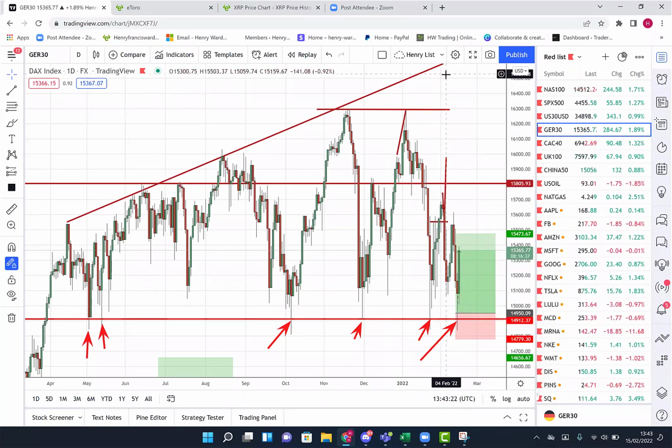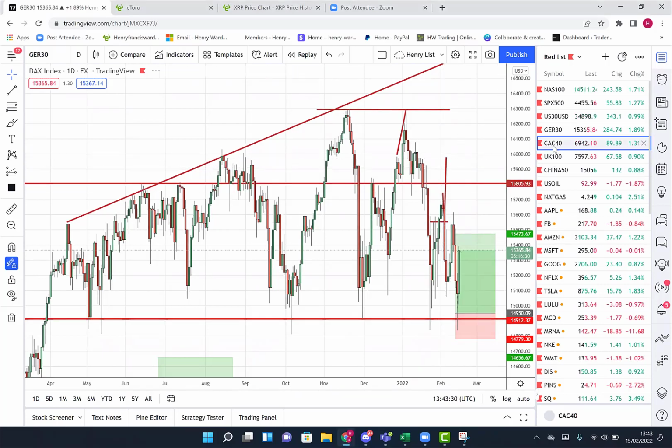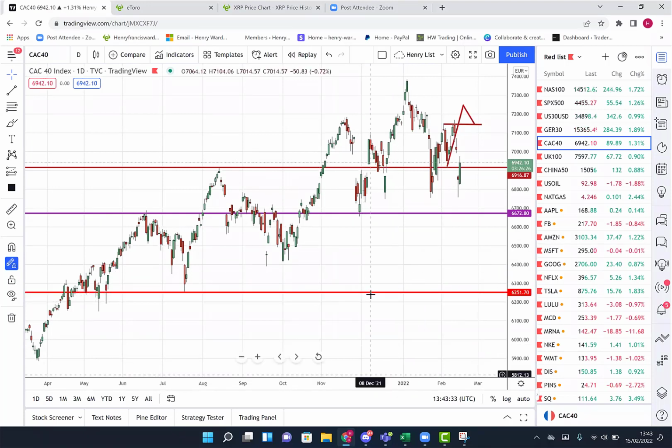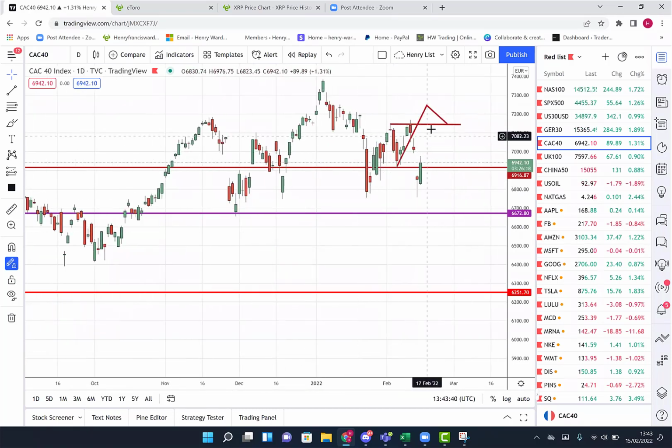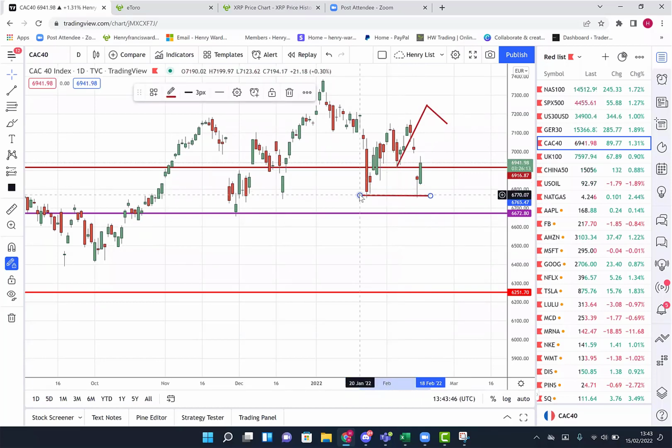Clear all the drawings. So that's the German DAX, the French CAC. Now, I wanted the French CAC to come down to the purple level here. But again, also, look what happens. What's that called? A triple bottom. Well done.